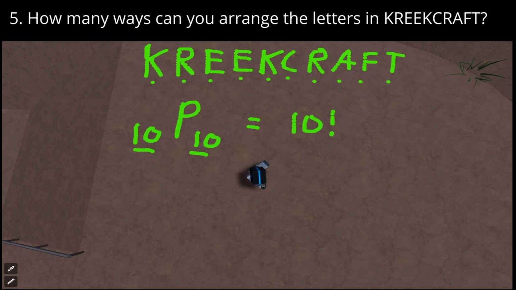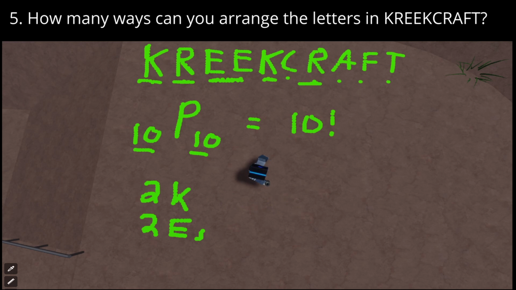However, that's not our answer just yet, because now we need to account for repeats in KreekCraft. So let's see what we have. Notice how there's two K's in KreekCraft. There's this K and then there's that K. There's also two E's right over here. And notice how there's two R's as well. So there's three different repeats. There's 2 K's, 2 E's, and 2 R's.